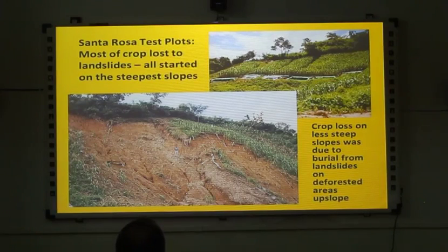And unfortunately, landslides on our test plots. In fact, a huge proportion of the crops in Honduras were lost as a result of the hurricane. And in fact, we were the same. We lost most of our crop to landslides. But the interesting thing was that all the landslides started on the steeper slope. The gentler slopes were damaged, but the steeper slopes developed these things. Where we lost crops on the less steep slopes, it was because it was buried in the landslide debris.